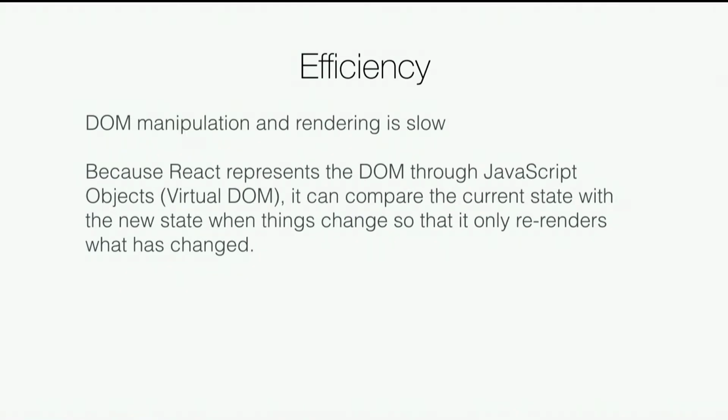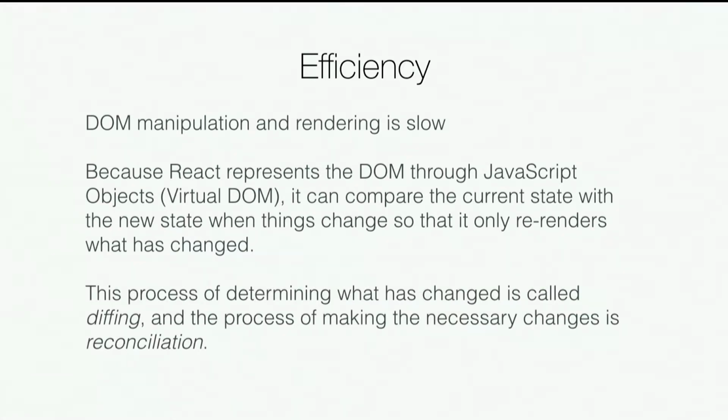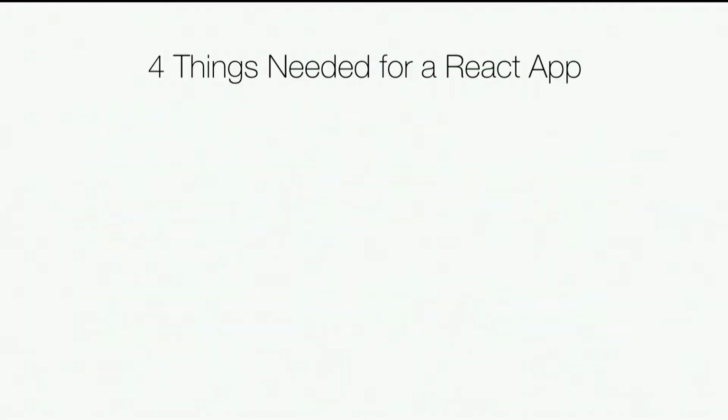And so that way, it can see specifically, okay, if this particular thing is changed, then I have to change this part of the UI. I don't need to re-render everything. I can just make this one tiny change, and so that keeps everything fast, because I can compare JavaScript objects and then only change the specific parts that I need to. So the process of determining what has changed is called diffing, and then the process of making those changes is reconciliation. Make sense? More or less?